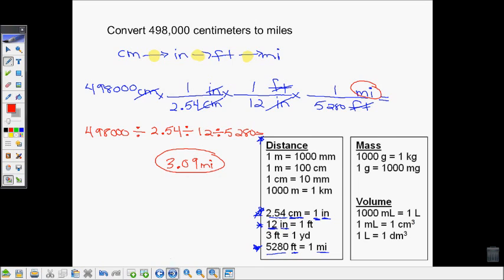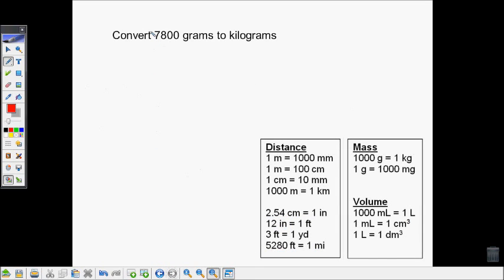Let's look at one more example. This one's a little bit shorter. It asks us to convert 7,800 grams to kilograms. So we need to develop a flow chart getting us from grams to kilograms. As you look in your flow chart, notice that grams can be directly related to kilograms. This is a really short one-step problem. It's going to be so short that it will seem kind of difficult just because it's so brief.